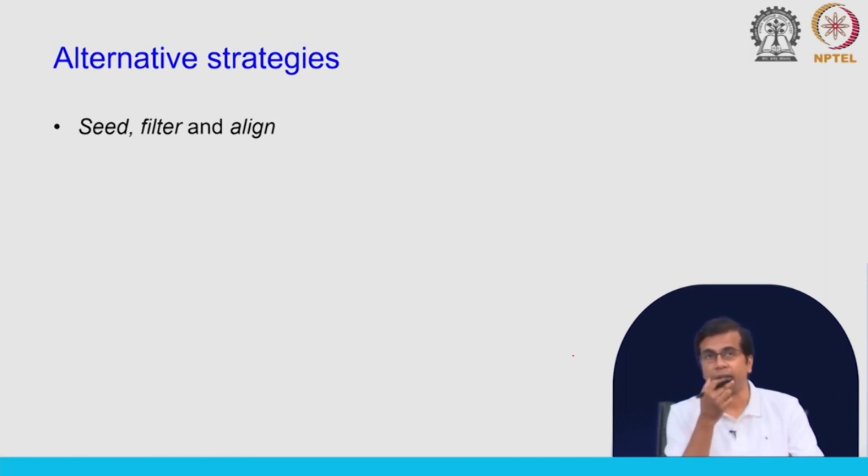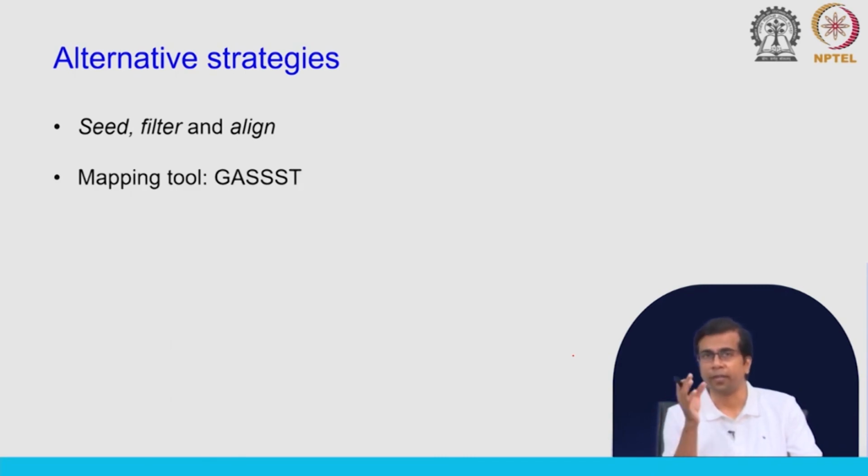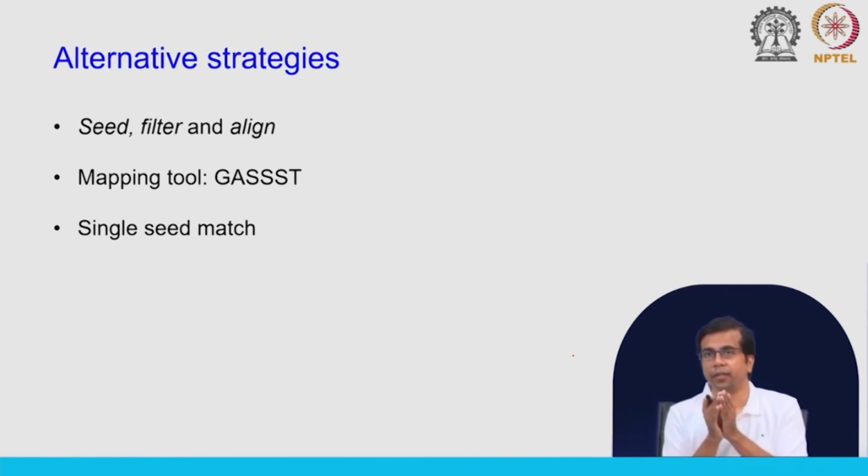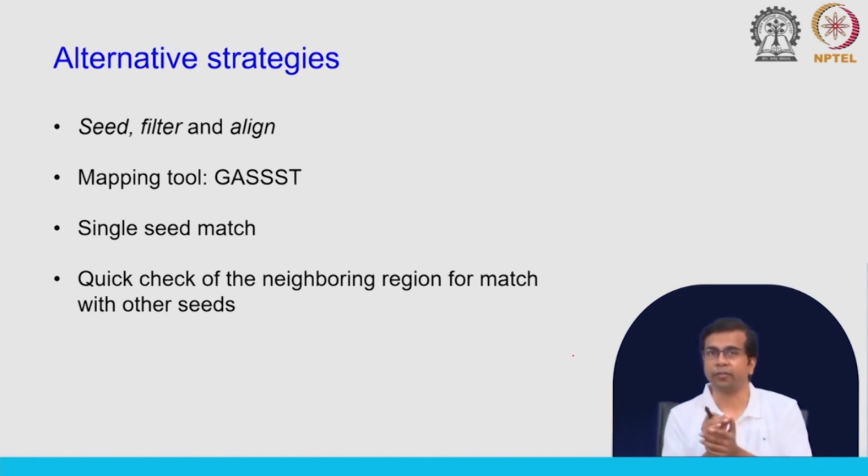This is an alternative strategy called seed, filter and align, and this is implemented by a tool like GASSST. What we have is a single seed match. This tool takes a single seed and matches it against the reference hash table. Let us say it finds multiple matches, multiple locations. Now, instead of trying to extend or align against all these locations, it will quickly search the neighboring region for a match with other seeds.